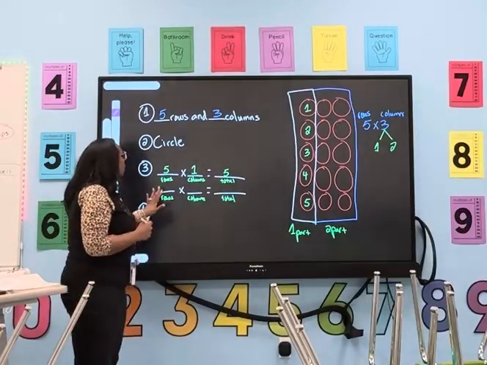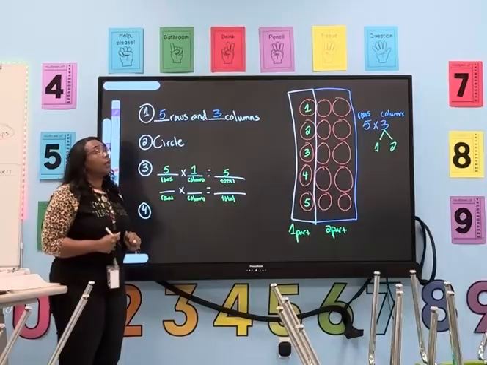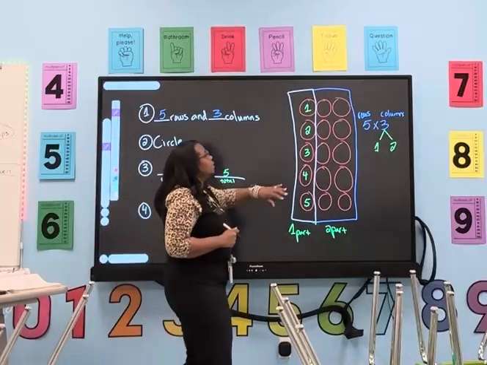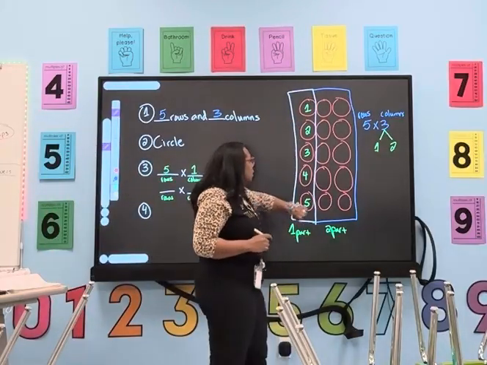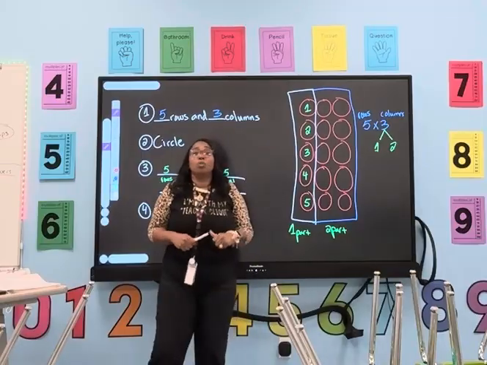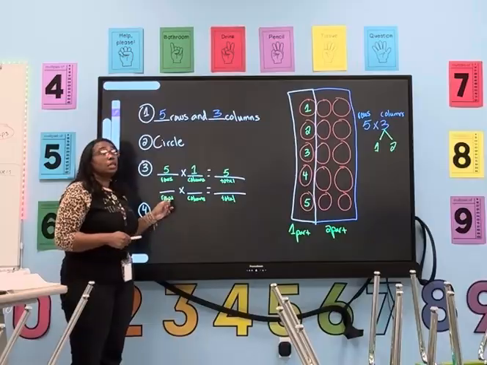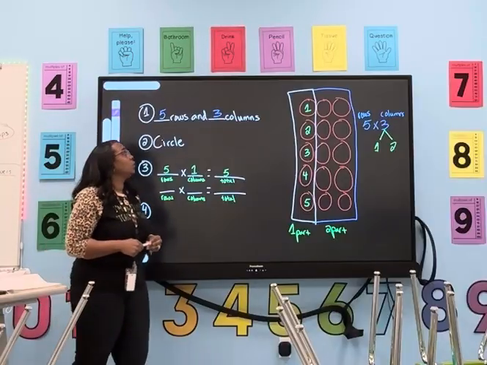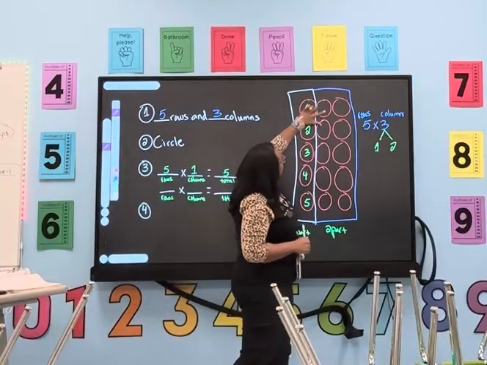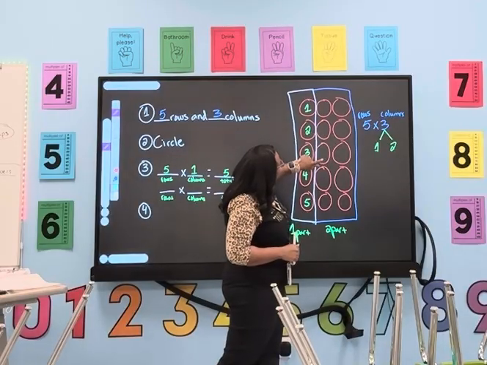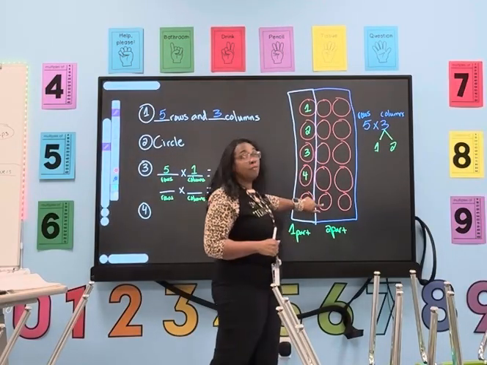Everything is good. Let's go to the second one. So let's look at our second array. This one here is our second array. So we look again at the rows, because remember, the first number in our multiplication equation is the rows. So let's count how many rows. I have 1, 2, 3, 4, 5.